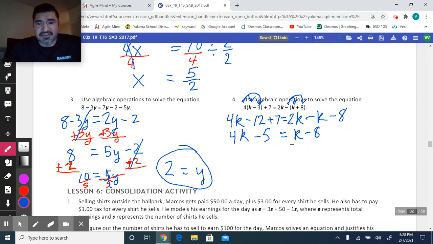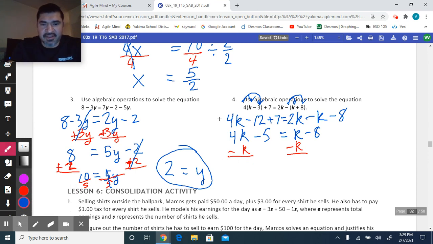So now I still have k's on both sides. Now remember, on the last problem, we moved the smaller coefficient. So here, this is a 1k. Over here, this is a 4k. I need to move this k over. I need to get rid of this one. So what I'm going to do is subtract k, because this is a positive k. How do I get rid of positive k? With a negative k. And what I do to one side, I do to the other. Got to keep that equation balanced.